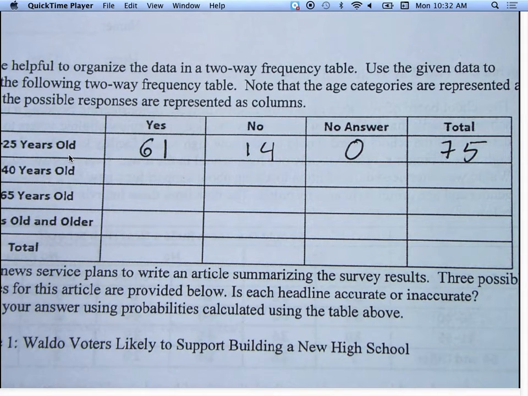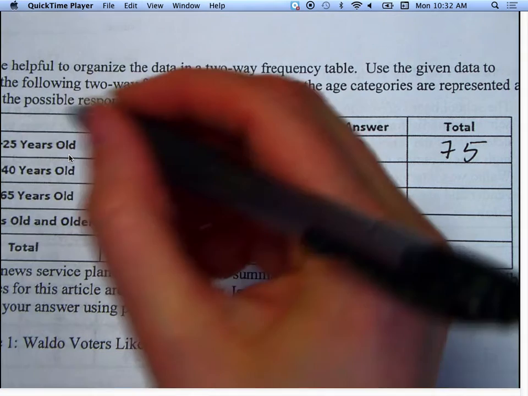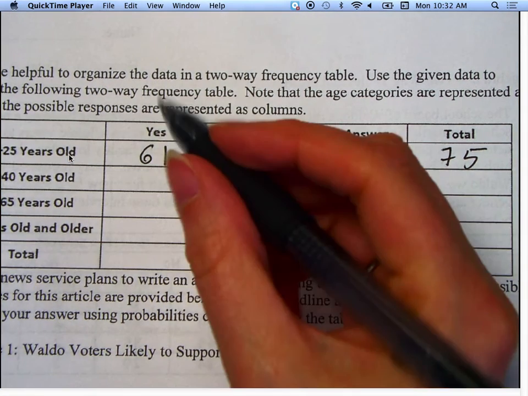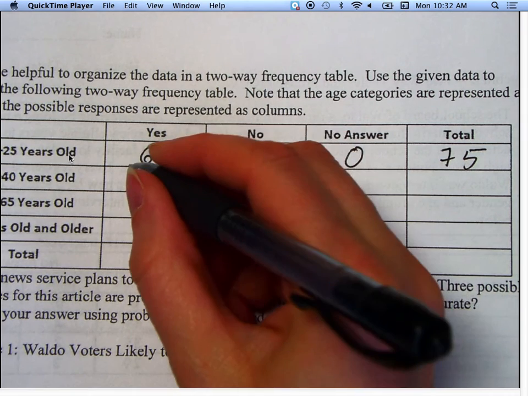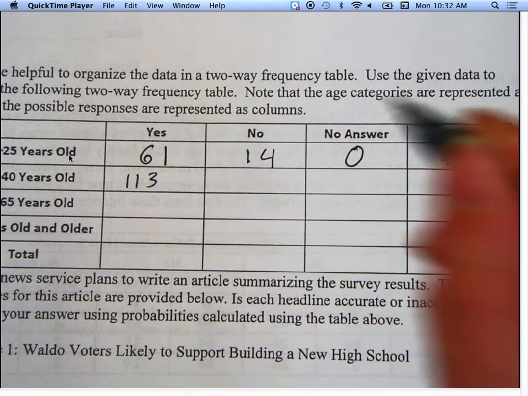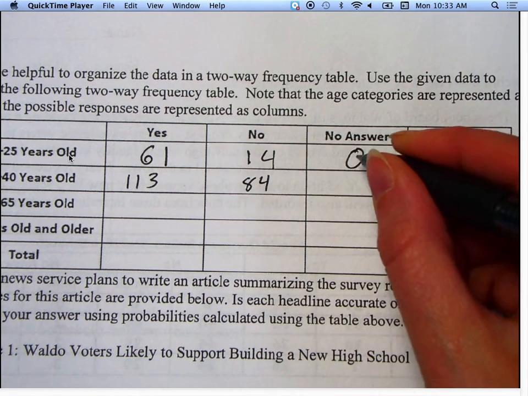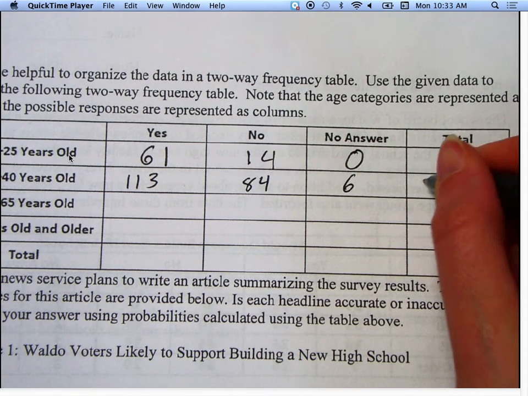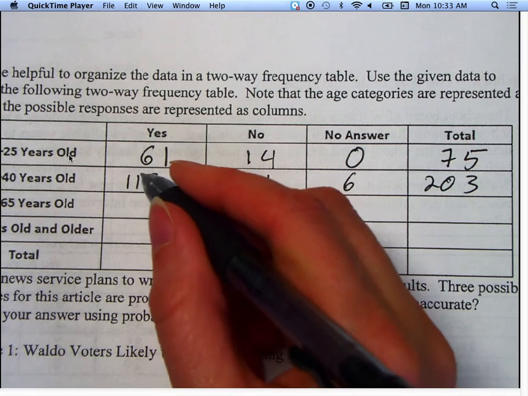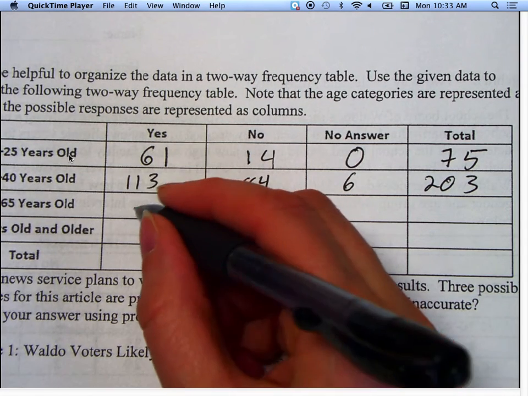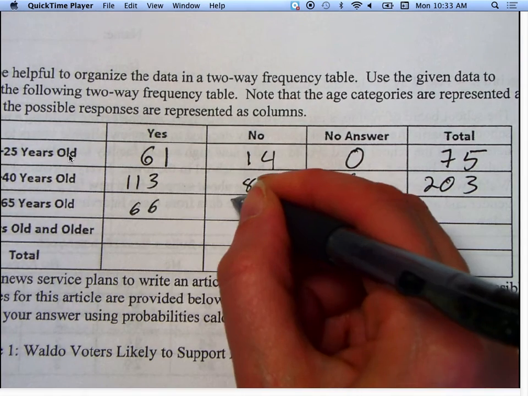Since we're having this discussion instead, we're going to go back to this. So, how many 26 to 40-year-olds said yes? How many said no? 84. How many had no answer? 6. Total of 41 to 65, yes. 66. No. 79. 4.